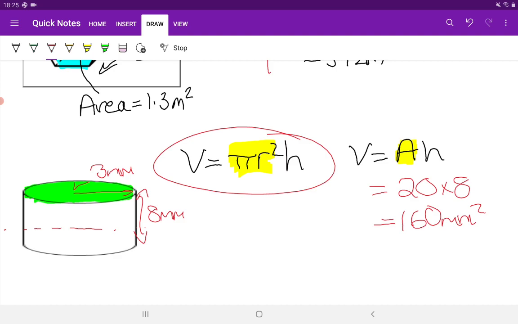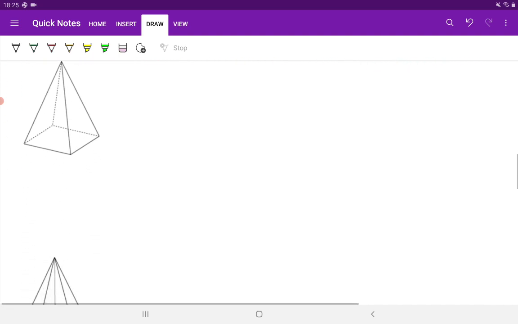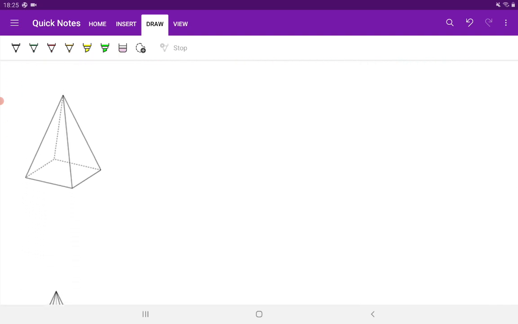You might want to stop and do that exercise from the textbook first before we move on, but I'm just going to keep going, and next we're going to look at the volume of a pyramid. Okay, so the volume of a pyramid formula, remember I introduced at the start of the video today, and the volume of a pyramid formula is a third of the area times the height.